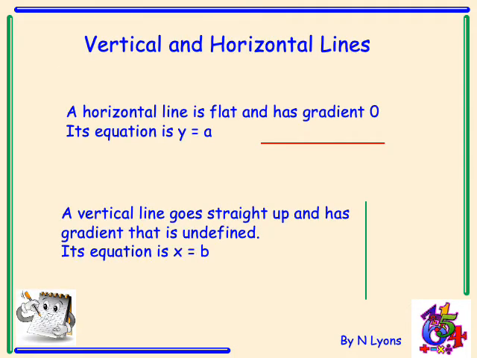Now, equations of these, so a horizontal line we know is flat and it has a gradient of 0. Its equation is y equals a. And a vertical line has a gradient that is undefined and its equation is x equals b.